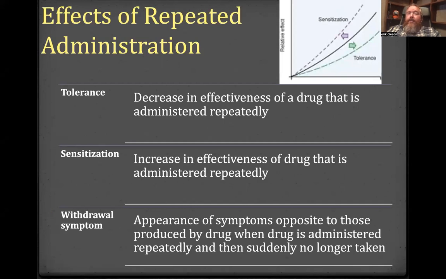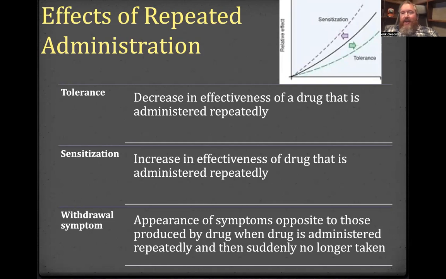And now I wanted to briefly go into the effects of repeated administration and focus on the concepts of sensitization and tolerance. Tolerance would mean decreased effectiveness of a drug that is administered repeatedly. So you get tolerance to an effect, not tolerance to a drug. And this is where I think it's important to think of a drug as producing many effects. So for example, I can become tolerant to the analgesic or pain relieving effects of opium without becoming tolerant to the respiratory suppressing effects of opium. You see why that would matter, right?